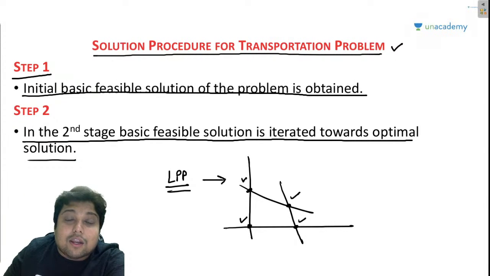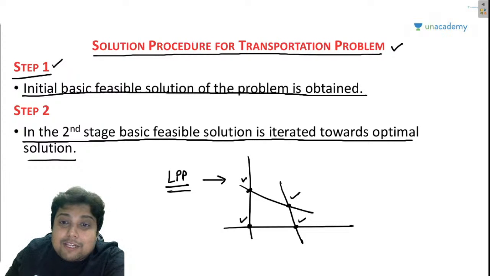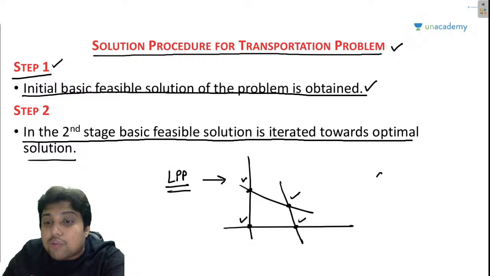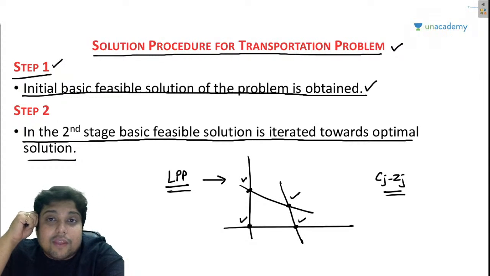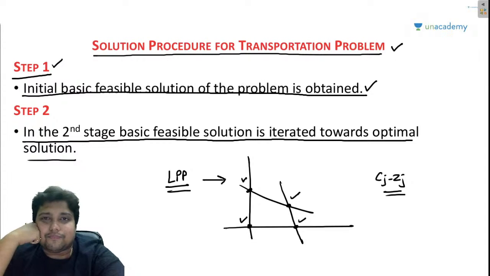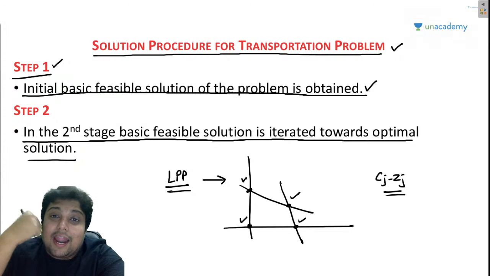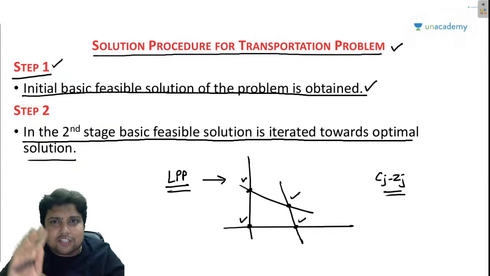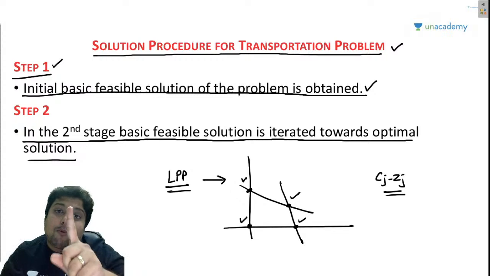So step number 1, transportation is also doing the same thing. Initial basic feasible solution of the problem is obtained. Simplex was also doing the same thing. And then in simplex method, we used to calculate Cj minus Zj to check whether the particular feasible solution is an optimal solution or not. And if it would not have been the optimal solution, Simplex would have taken us to the second iteration, the second vertex point of the feasible region. I hope you people are getting my point.